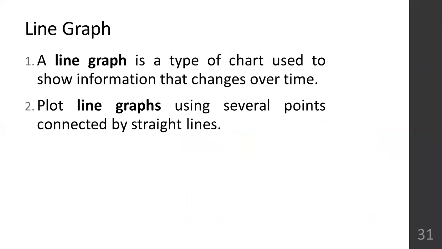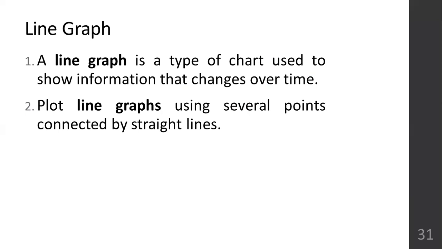Then we have the line graph. A line graph is a type of chart used to show information that changes over time. Everyone can understand that. January, February, March, April. How did you perform? You dot it on the graph. You connect the dots. You see a trend happening, either going upwards or downwards. And then you can understand, are we doing well or not, just by looking at the graph.